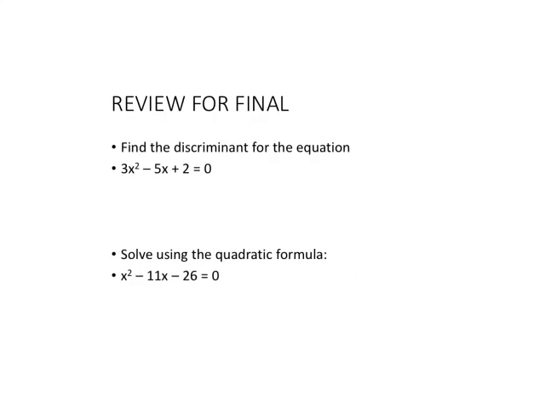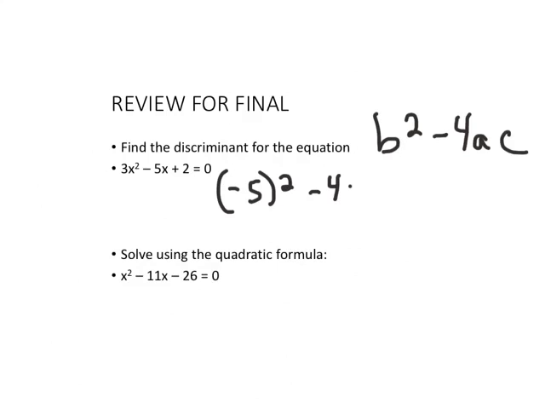The first one here is finding the discriminant. Remember, the formula for discriminant is b squared minus 4ac. So I would go negative 5 squared minus 4 times 3 times 2. So that's going to be 25 minus 4 times 3 is 12 times 2 is 24. 25 minus 24 is 1. So the discriminant is 1.